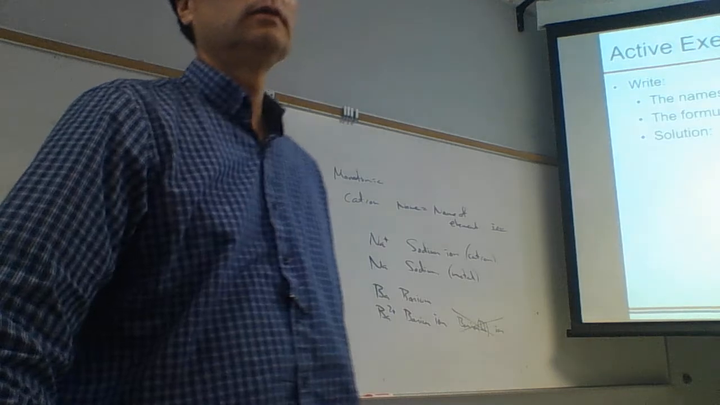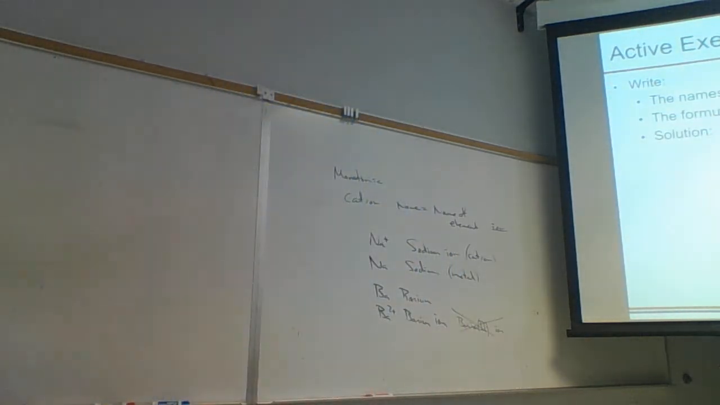All right, for the anions, what we do is just change the ending. And so if it's Br minus, then you probably know what this is already called. This is bromide. And so we just use the IDE ending. And it tells us this is bromine with a negative charge on it, bromide.